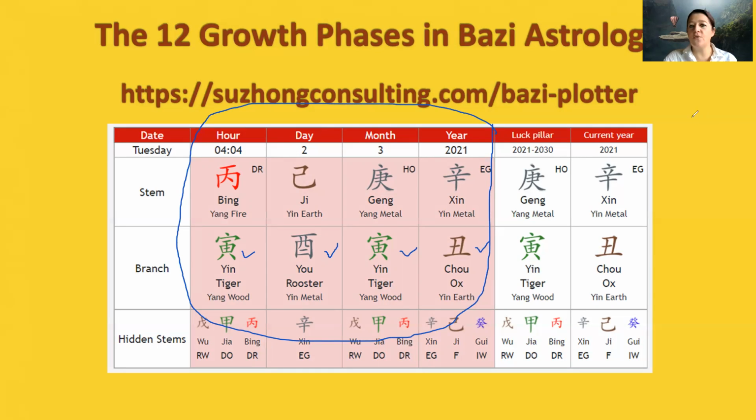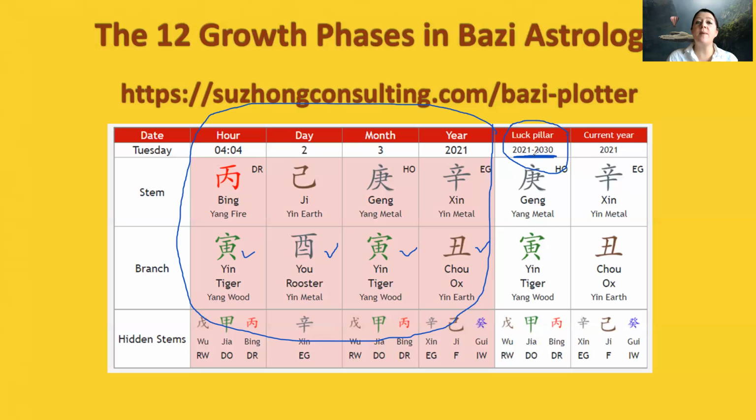And then you will also notice a column here that is called luck pillar. Now, the luck pillar gives you the current time frame you are in. Luck pillars divide our life into 10-year increments, and each 10 years is a particular luck pillar. Now, they are not always the same. It depends very much on when you are born. So this person here is currently going through the luck pillar of 2021 to 2030.